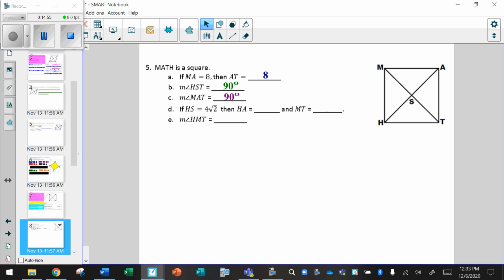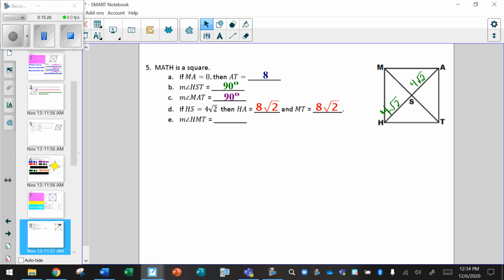If HS is 4 radical 2, so that would mean this half of the diagonal is 4 radical 2. What is the length of HA? Well, diagonals bisect each other, so the other half is also 4 radical 2. 4 radical 2 plus 4 radical 2 is 8 radical 2. And since the diagonals are congruent, because it takes that property from the rectangle, the other diagonal, MT, is also 8 radical 2.